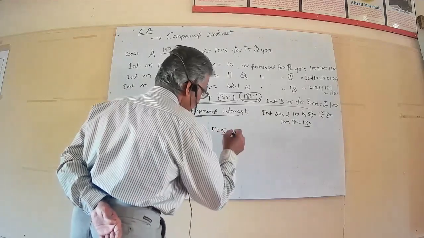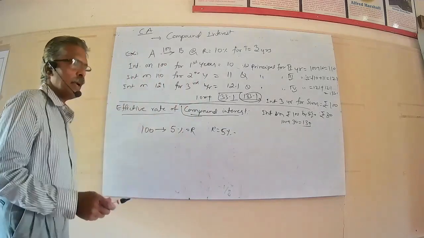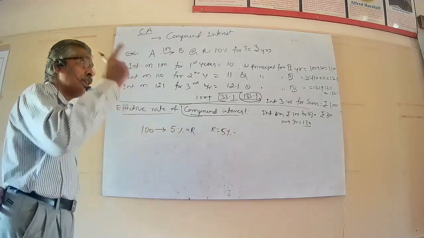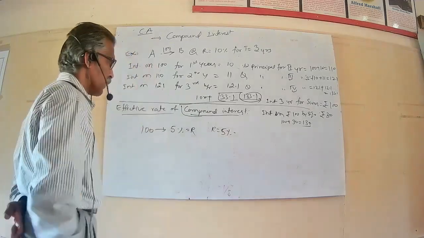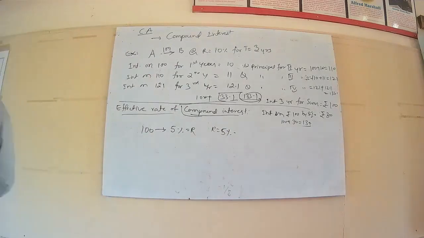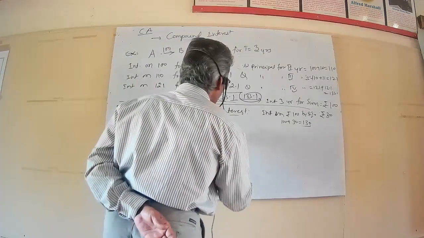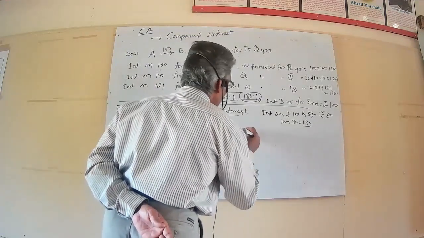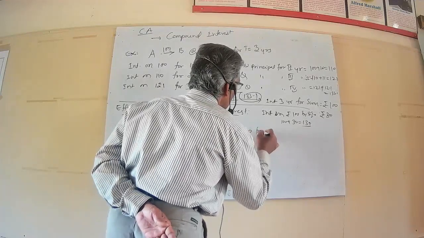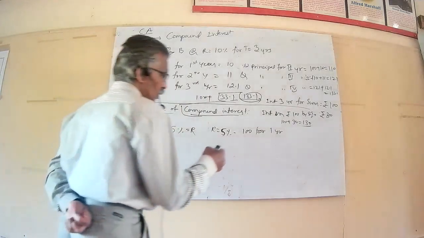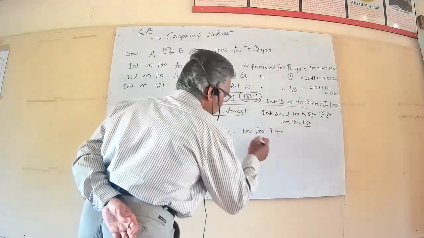R equal to 5%. What does it mean? For rupees 100, the interest is 5 rupees after 1 year. But if the given time period is less than 1 year, this is for the effective rate: the 5% means for rupees 100 for 1 year.